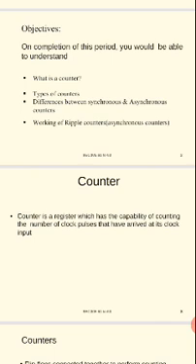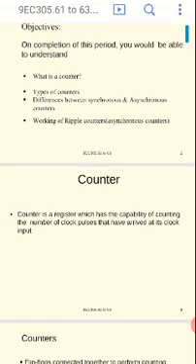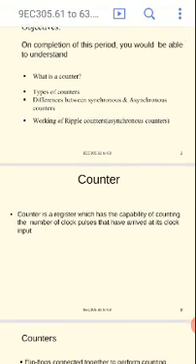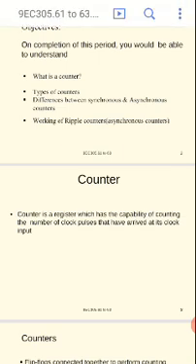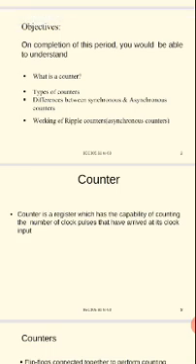Counter is a register which has the capability of counting the number of clock pulses that have arrived at its clock input. Same as I told: counter, it is a register. What it does? It counts clock pulses. Hence it is called a counter because it counts.